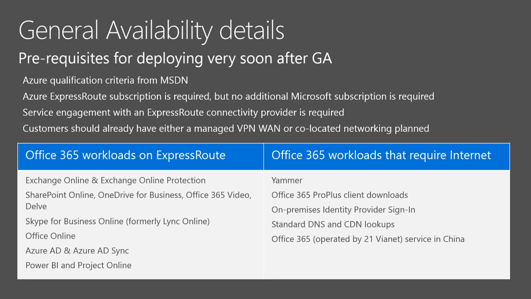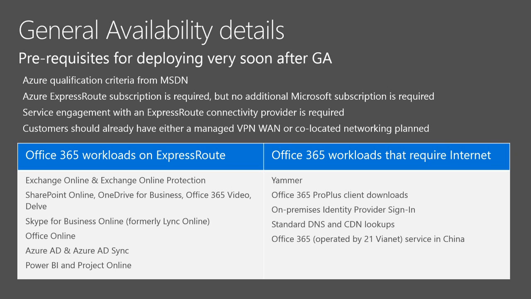The other gentleman's question that I said I had on the next slide, which is here, is about what workloads do we support. So you can see the workloads that we do directly support or will support when it's made available over ExpressRoute. Exchange Online Protection, SharePoint Online, OneDrive for Business, Office 365 Video, Delve, Skype for Business Online, Office Online, Azure AD and Azure AD Sync, and Power BI and Project Online.